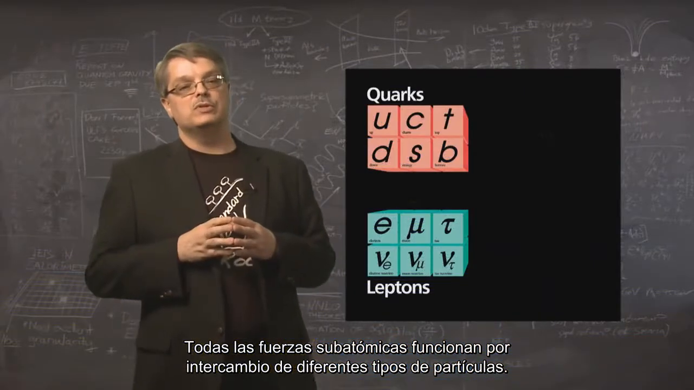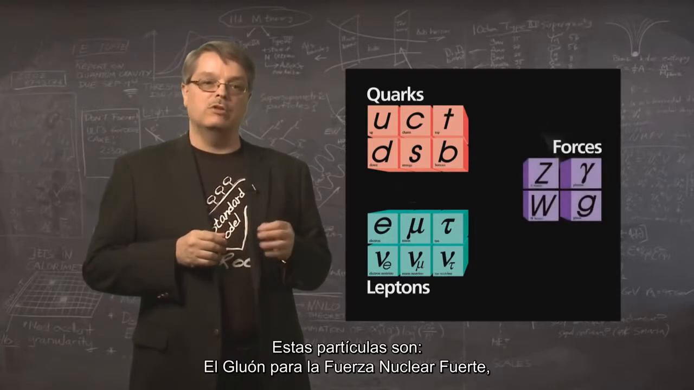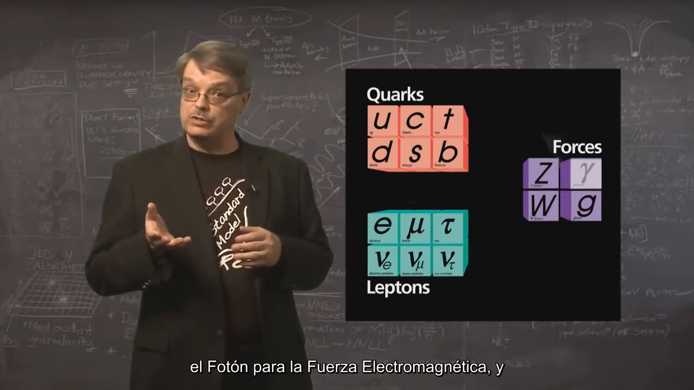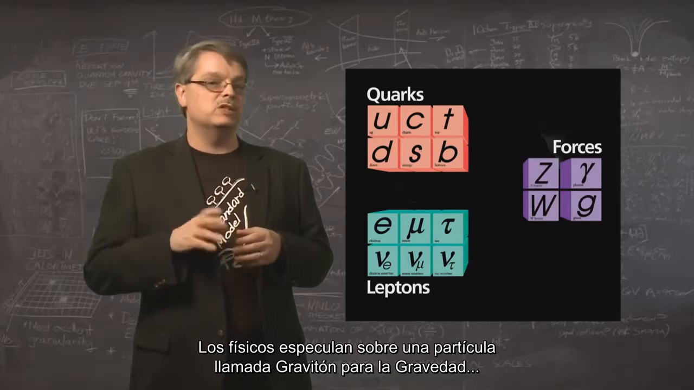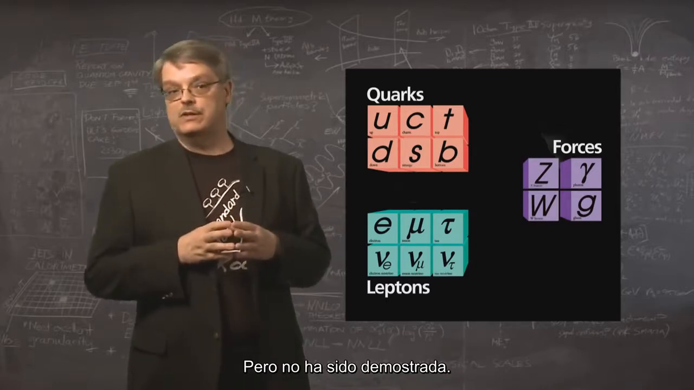All the subatomic forces work by exchanging a different kind of particle. The particles are the gluon for the strong nuclear force, the photon for the electromagnetic force, and the W and Z bosons for the weak nuclear force. Physicists speculate about a particle called the graviton for gravity, but this has not been demonstrated.